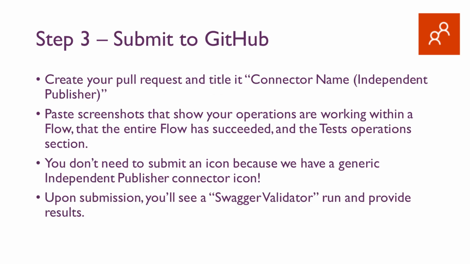Then you need to submit it to GitHub. You need to create a pull request and title it connector name independent publisher. Let me see. Can we use the paconn tool in a CI/CD pipeline? Yeah, you can use it in a CI/CD pipeline as well. There is a blog about it, I believe, on the Power Automate blog. I can look it up and send it in the chat later on as well. So that will help you as well.